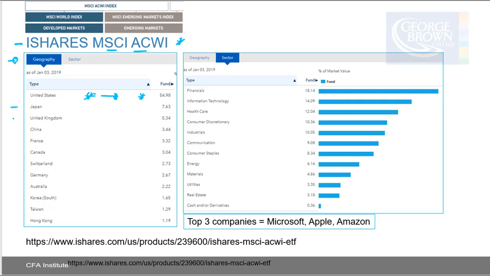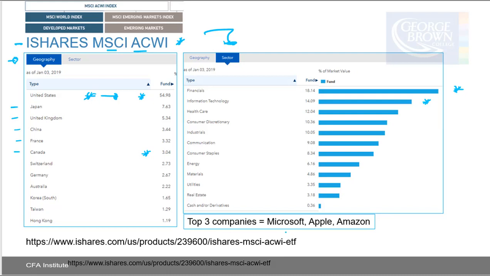So it's followed by Japan, United Kingdom, China, France, and here we are in Canada. And Canada hasn't changed for years and years. We're always making up about 3% of this index in terms of market capitalization. And then we want to look at not only the geography, but also the sectors. What sector is most heavily represented in the index? Well, it's the financial companies, okay, followed by IT.